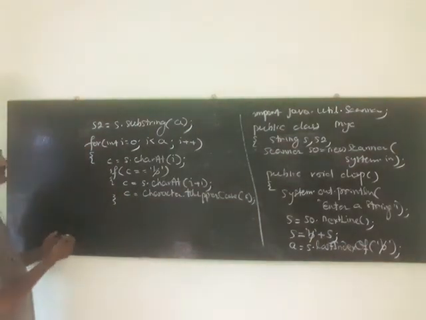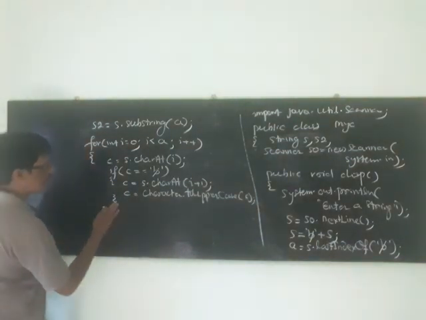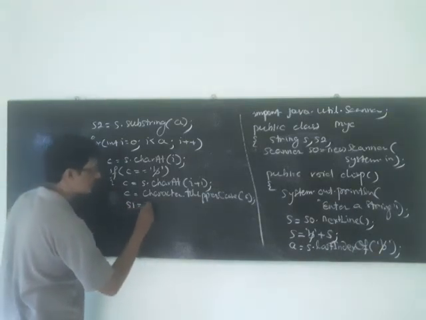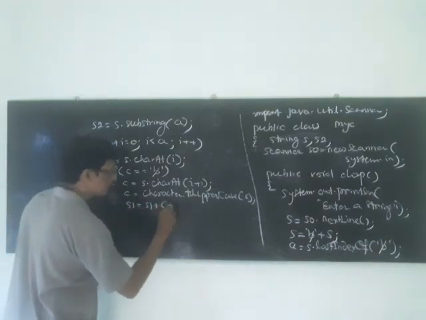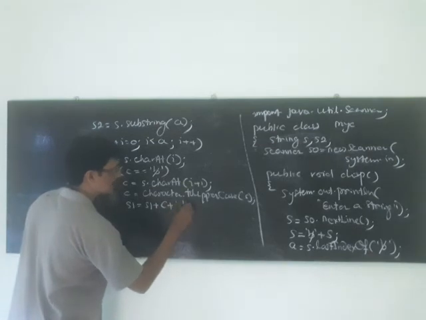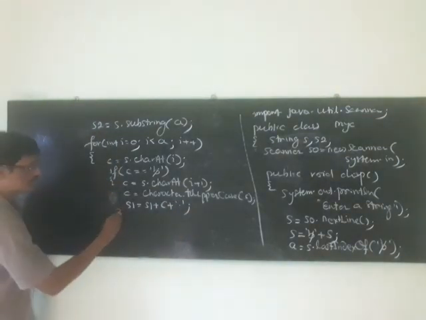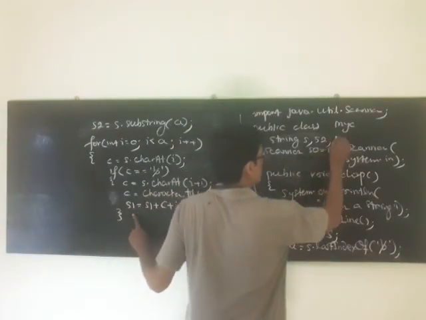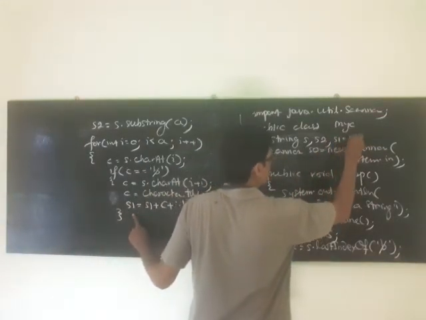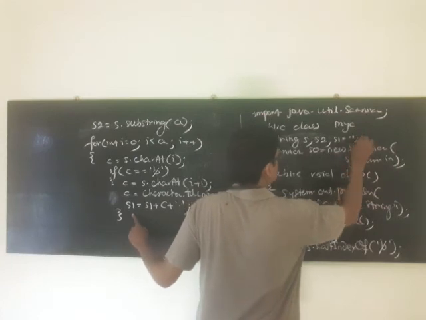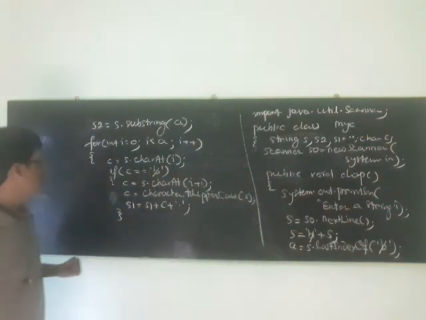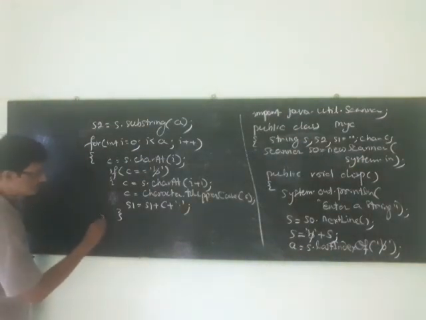Now you store it in a variable. If it is a space character, say s1 is equal to s1 plus c, and you put a dot because we need a dot after each character. Close the bracket. Then declare all the variables. Your s1 must start as empty, and the char c is declared as a char. Okay, now close the loop.